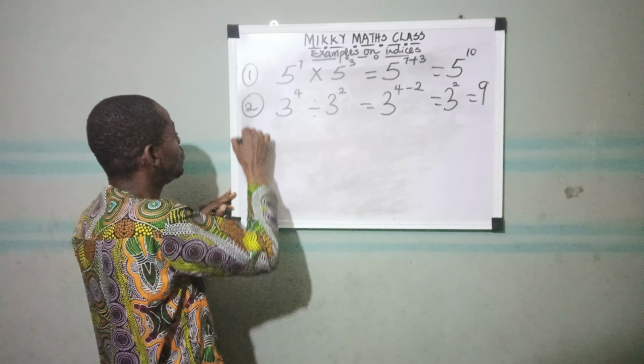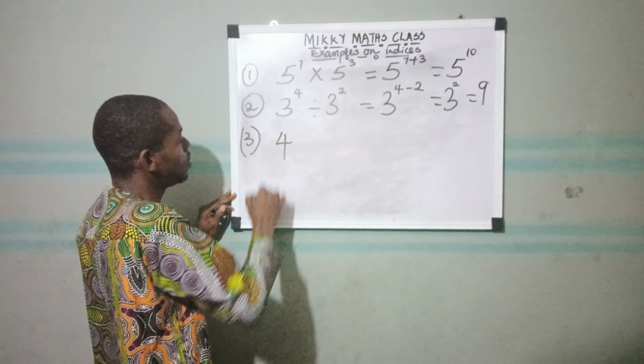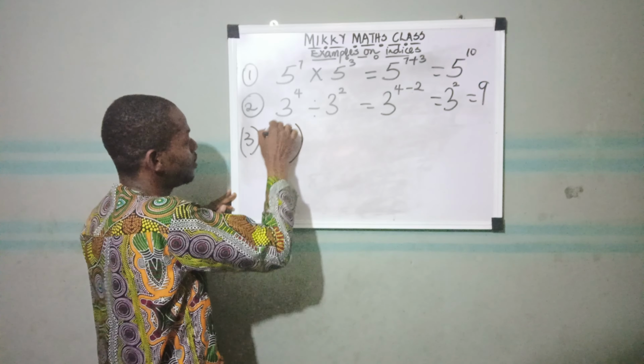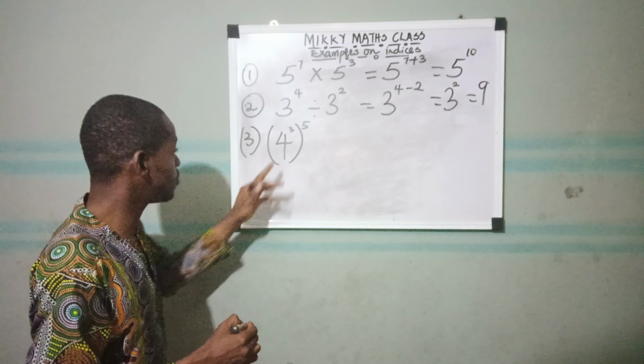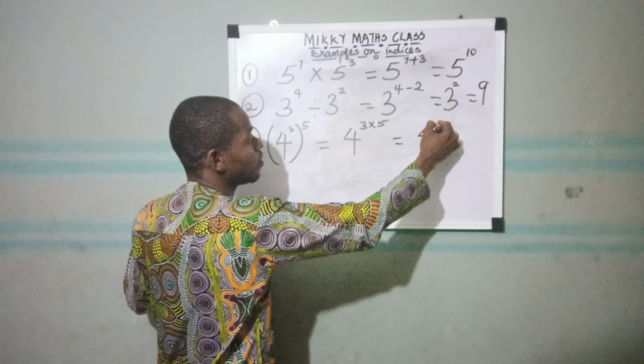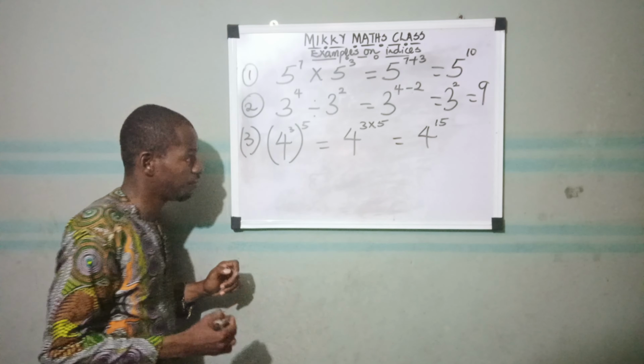The third example, 4 raised to the power of 3, all raised to the power of 5. Now in this example, when you have a number raised to a power, which is raised to another power, what our law says is that we should multiply the powers. So this is 4 raised to the power of 3 times 5. And 3 times 5 is 15. So this is 4 raised to the power of 15.